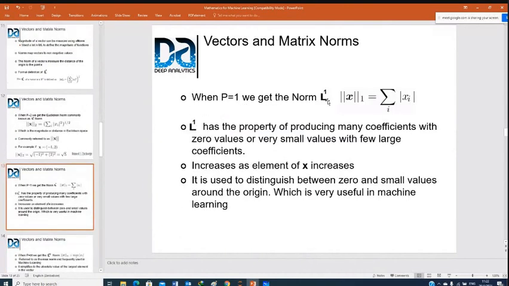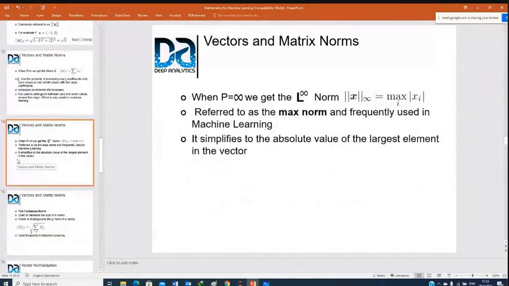When P is equal to 1, we get the L1 norm. The L1 norm has the property of producing many coefficients with 0 values or very small values with few large coefficients. So the L1 norm increases as the elements of X increase. It is used to distinguish between the 0 and small values around the origin, which is very useful in machine learning. A lot of these will make sense when we're looking at the machine learning algorithms.